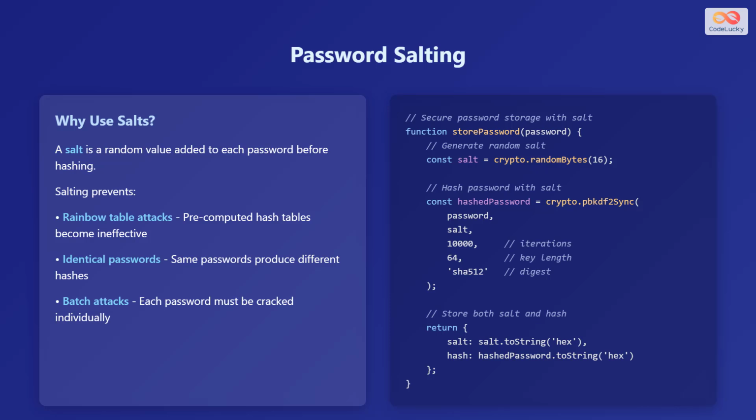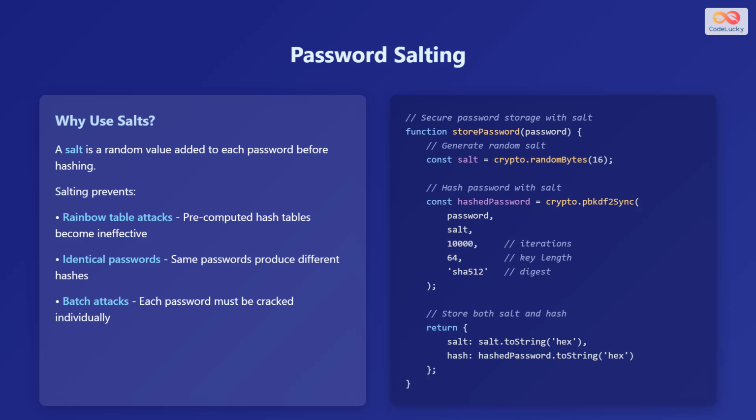To further protect the passwords, we make use of a technique called salting. A salt is a random value that is added to each password before it is hashed. This process protects against rainbow table attacks, which are precomputed hash tables that attackers use to crack passwords. Salting also ensures that if two users have the same password, the stored hashes will be different because each password has a unique salt. This makes batch attacks where multiple passwords are cracked at once much more difficult.